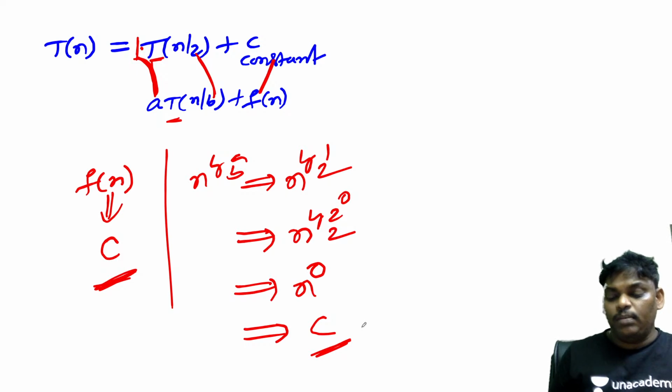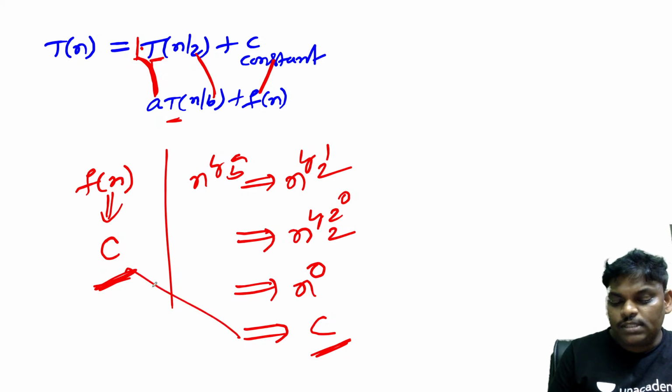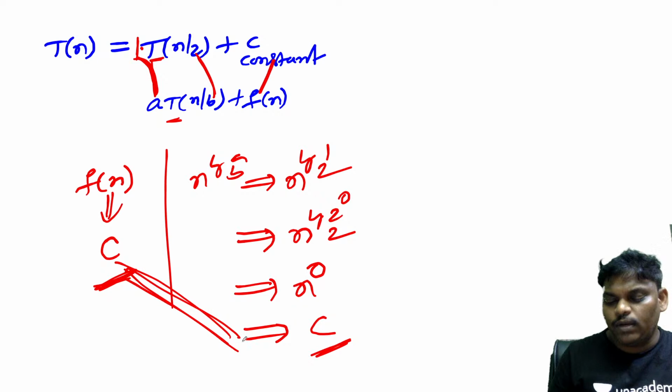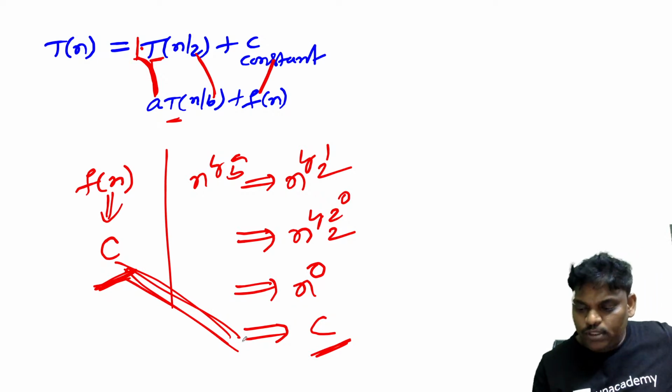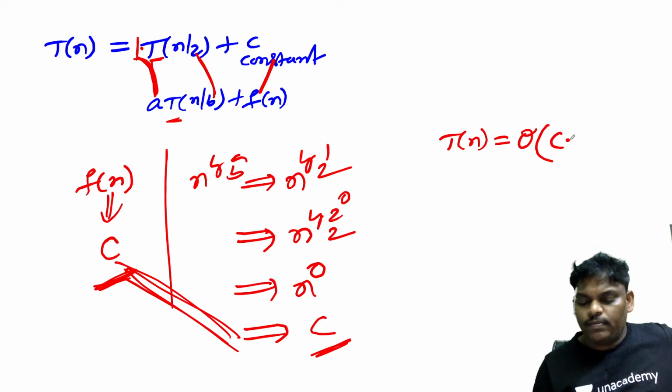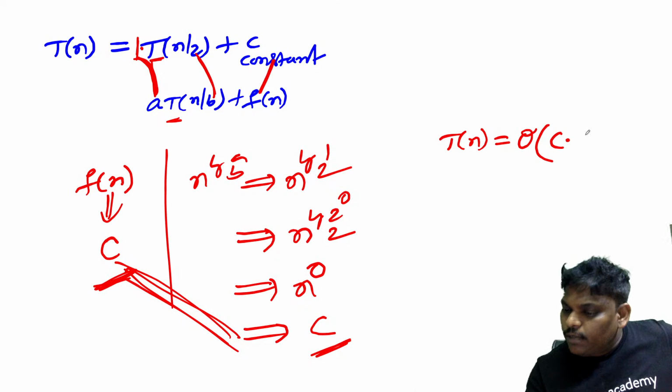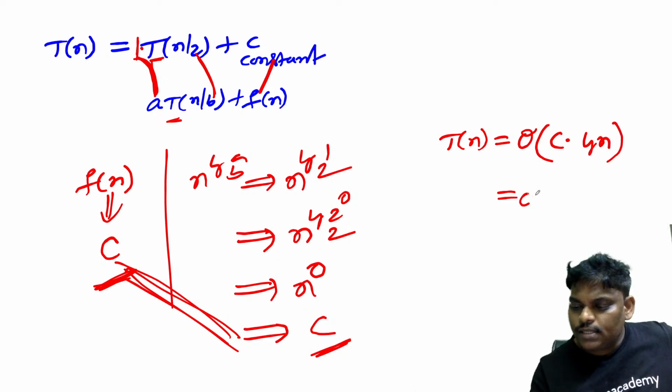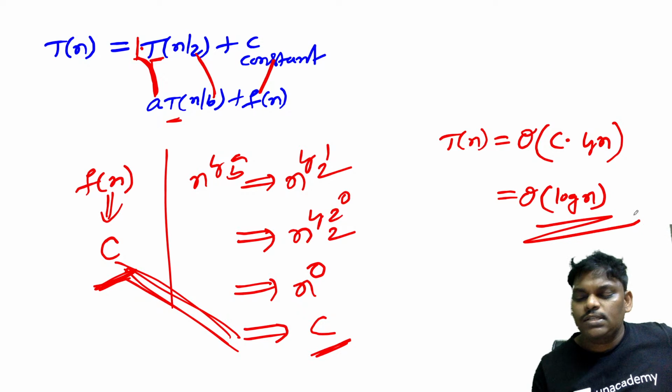Both sides are equal. Remember, if both sides are equal, take one of them and multiply by log n. Then the answer is theta of log n, because constant into log n is log n. This is the master theorem.